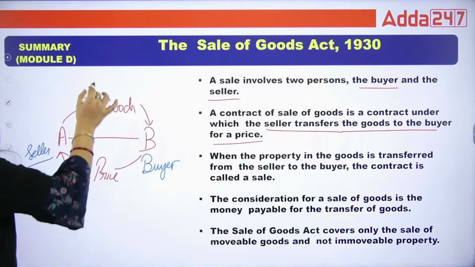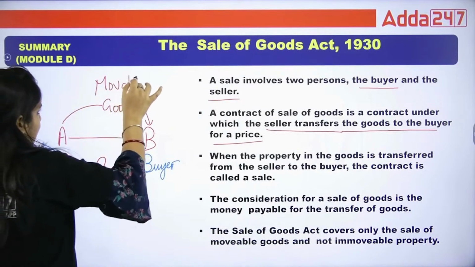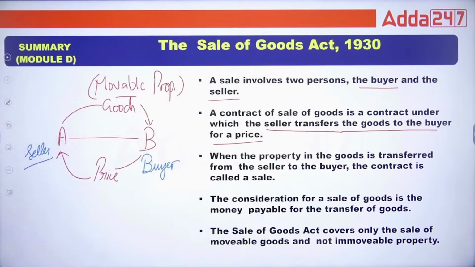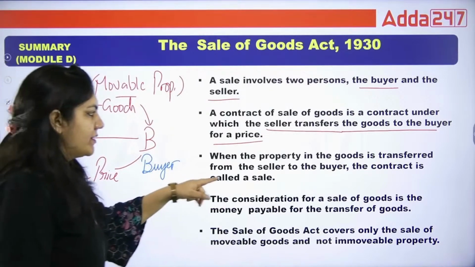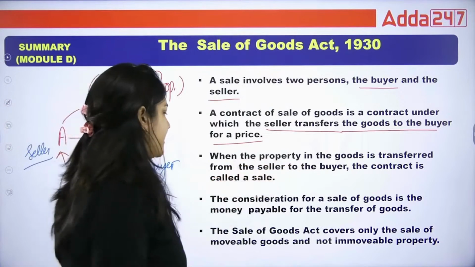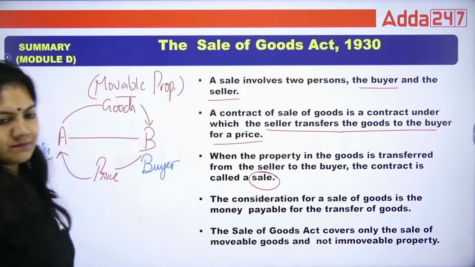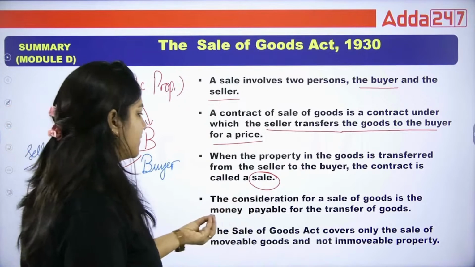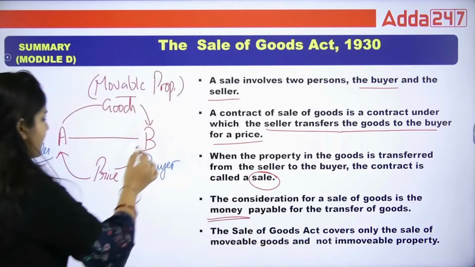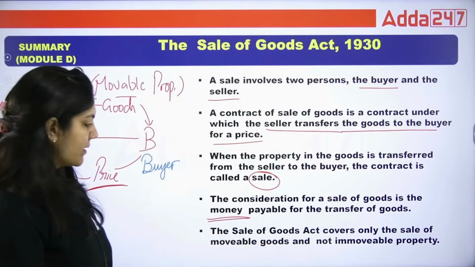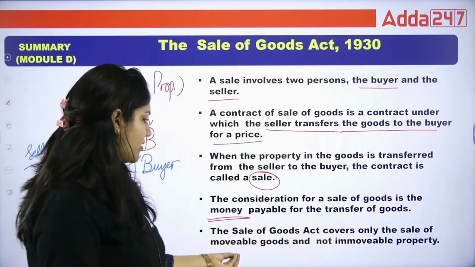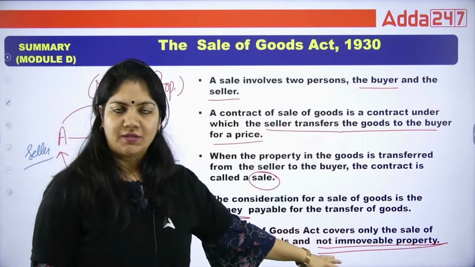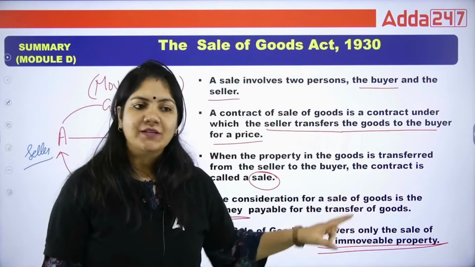And always remember, in the Sale of Goods Act, only movable property is dealt with. Movable property. Okay. When the property in the goods is transferred from seller to buyer, the contract is called sale. It's a quick revision, a summary of your act. The consideration for the sale of goods is the money. It means that B person has to pay the money. The Sale of Goods Act covers only the sale of movable property, not immovable property. That is important because the Transfer of Property Act deals with immovable property.